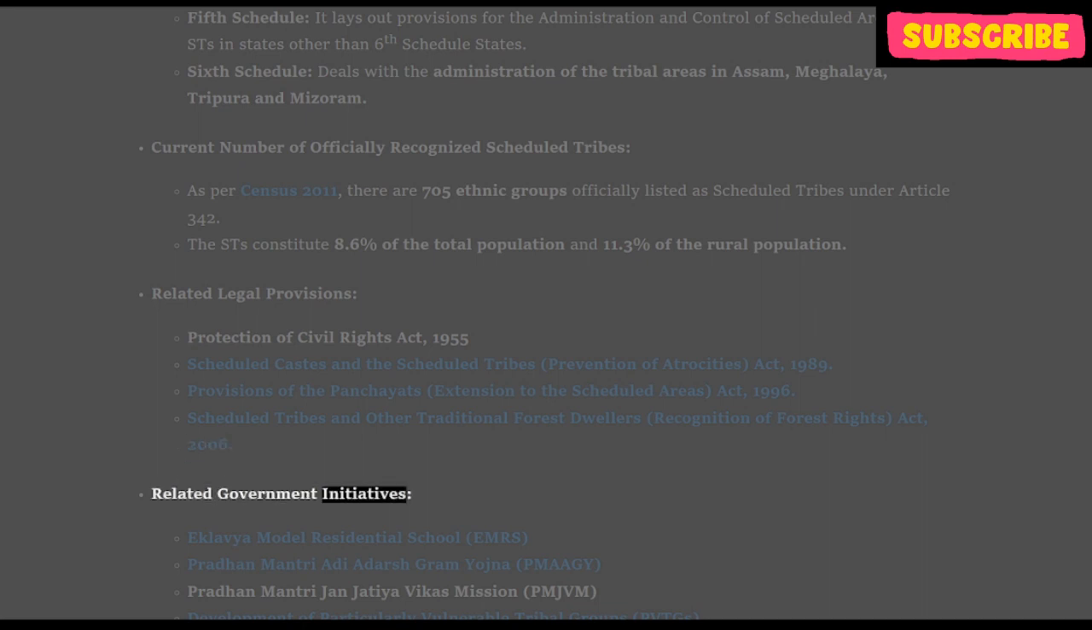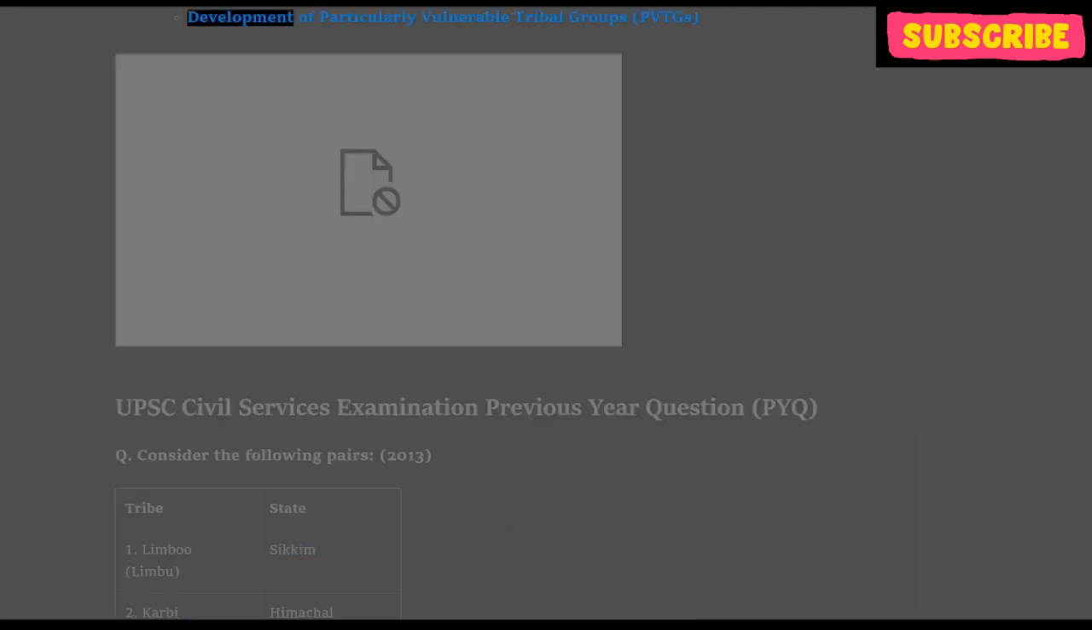Related government initiatives: Eklavya Model Residential School (EMRS); Pradhan Mantri Adi Adarsh Gram Yojana (PMAAGY); Pradhan Mantri Jan Jatiya Vikas Mission (PMJVM); Development of Particularly Vulnerable Tribal Groups (PVTGs). UPSC Civil Services Examination Previous Year Question (PYQ).